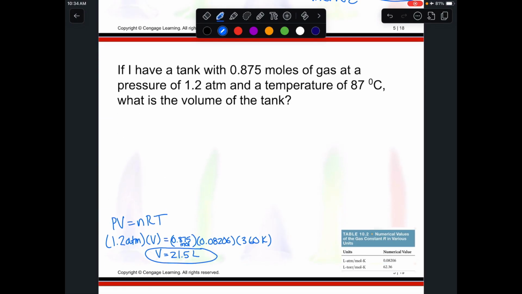Let's go ahead and look at one more problem here. If I have a tank with 0.875 moles of gas at a pressure of 1.2 atm and a temperature of 87, what is the volume? I went ahead and solved that down below if you want to go ahead and try yourself. But I have my pressure, which is in atm. I have my volume, which is what I'm trying to find. And I have my moles. Now I used the R constant that contains the atm pressure unit, 0.08206, and I went ahead and converted this to Kelvin. I end up with 21.5 liters. Again, please make sure you check your math.